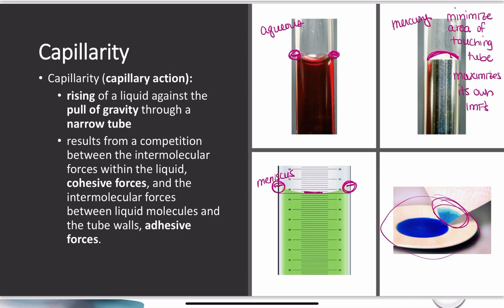So all of these are affected by IMFs. They're all concepts because of IMFs. Greater IMFs, the stronger we see these forces occur. As we increase the temperature of these, the forces become less important because the temperature can overcome the need for those attractive forces to minimize their own energy.